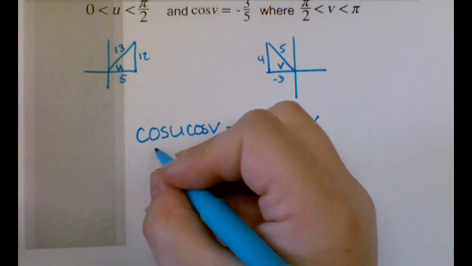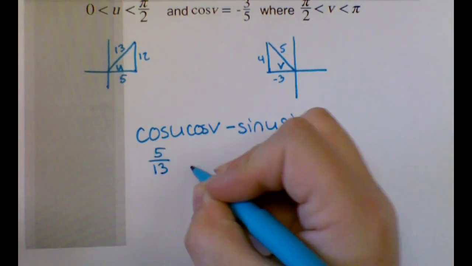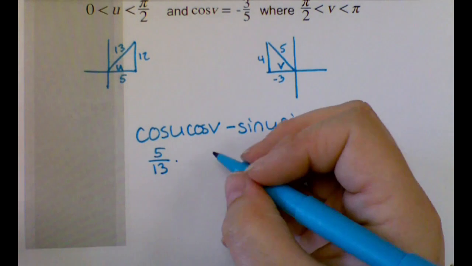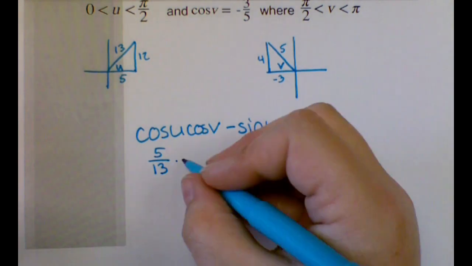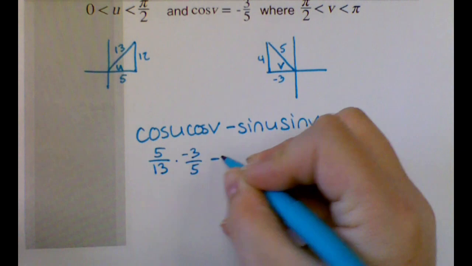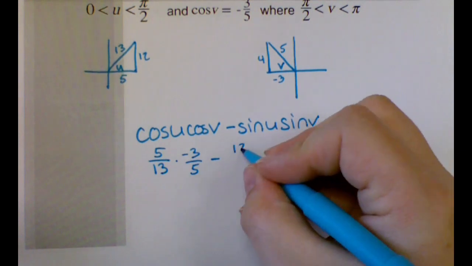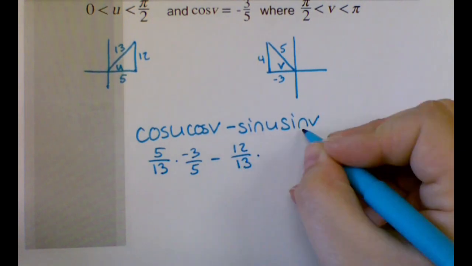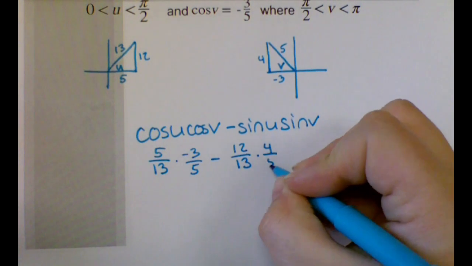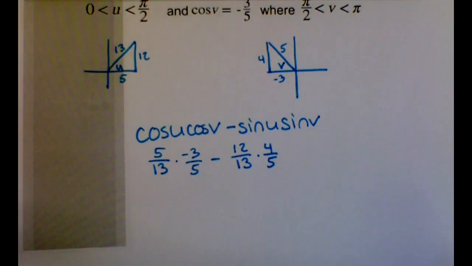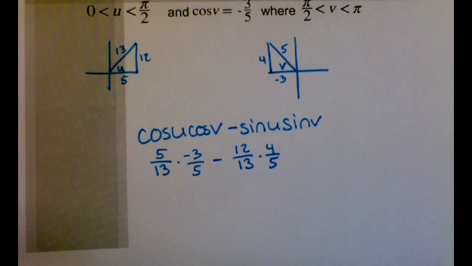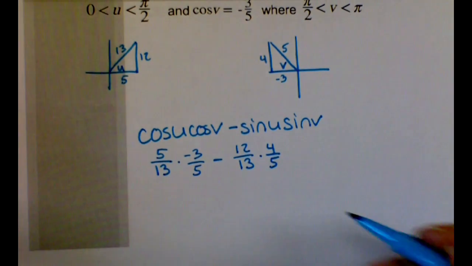The cosine of U is 5/13 using my SOHCAHTOA. The cosine of V is negative 3/5. The sine of U is 12/13. And the sine of V is 4/5. Now you may notice, I could simplify the 5s in this first fraction. I don't recommend doing that because if you simplify, then you'll have to work to get a common denominator, whereas if I just multiply, they'll have a common denominator.